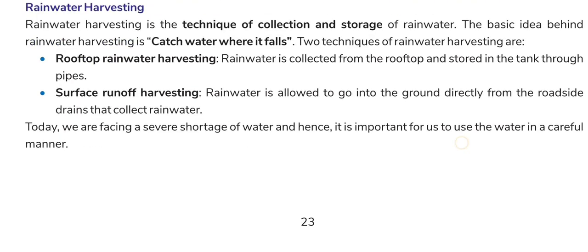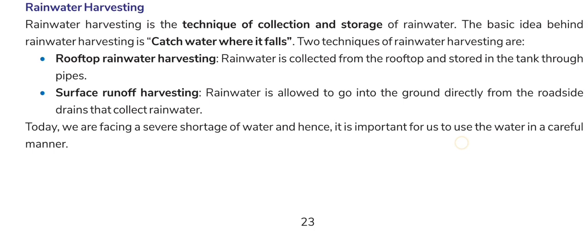Rainwater harvesting is the technique of collection and storage of rainwater. The basic idea behind rainwater harvesting is to catch water where it falls. Two techniques of rainwater harvesting are rooftop rainwater harvesting. Rainwater is collected from the rooftop and stored in the tank through pipes. Surface runoff harvesting. Rainwater is allowed to go into the ground directly from the roadside drains that collect rainwater.